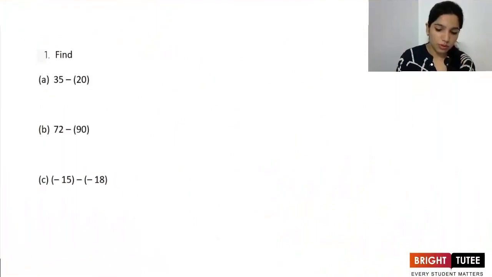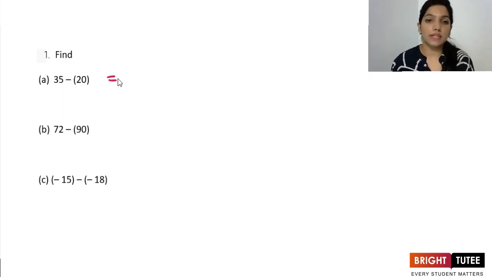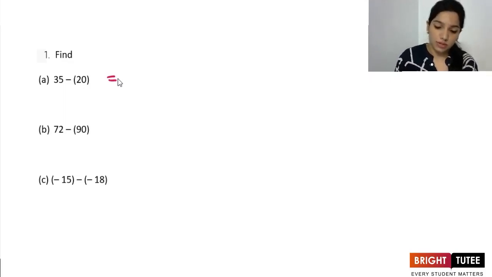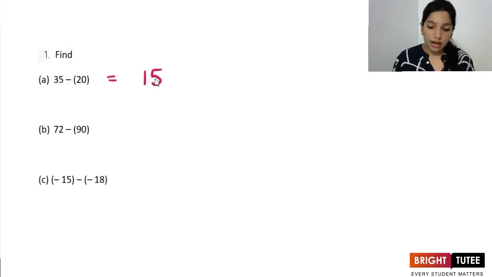Let's do some more questions to understand this better. Now we have 35 minus 20. Both the numbers are positive, so what do we do? Simply find their difference. So the answer is 15. And the sign that we'll have is a positive sign because 35 is the bigger number, which has got a positive sign with it.